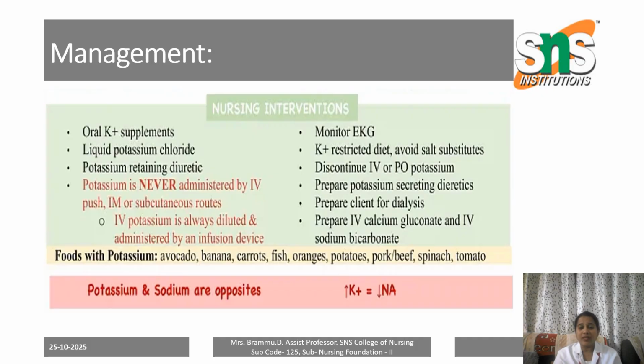The major foods rich in potassium are avocado, banana, carrots, fish, oranges, potatoes, beef, pork, spinach, and tomatoes. Potassium and sodium are opposites. So in case of high potassium, the sodium level is decreasing, or in case of high sodium, the potassium level is decreasing. Along with potassium, you have to treat the sodium, and in case of hypo or hypernatremia, the same thing is done: potassium is also treated.